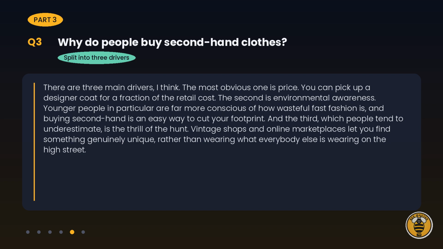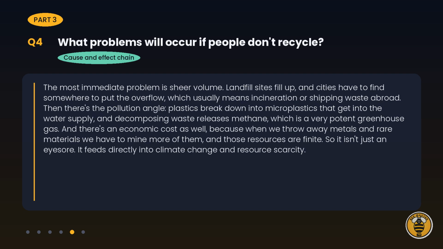Question 3. There are three main drivers, I think. The most obvious one is price. You can pick up a designer coat for a fraction of the retail costs. The second is environmental awareness. Younger people in particular are far more conscious of how wasteful fast fashion is, and buying secondhand is an easy way to cut your footprint. And the third, which people tend to underestimate, is the thrill of the hunt. Vintage shops and online marketplaces let you find something genuinely unique rather than wearing what everybody else is wearing on the high street.